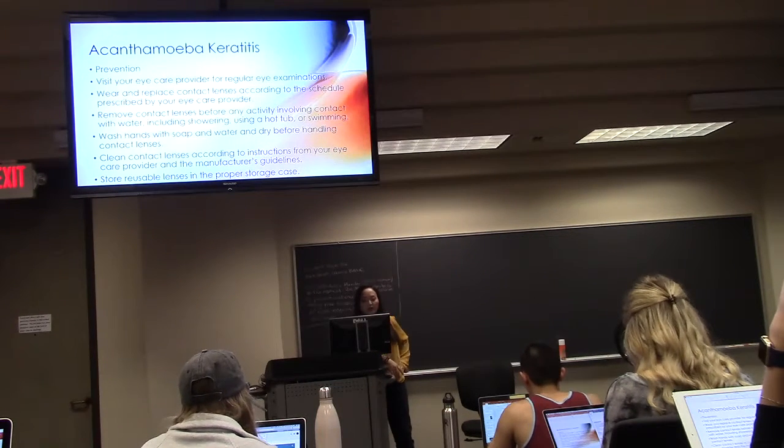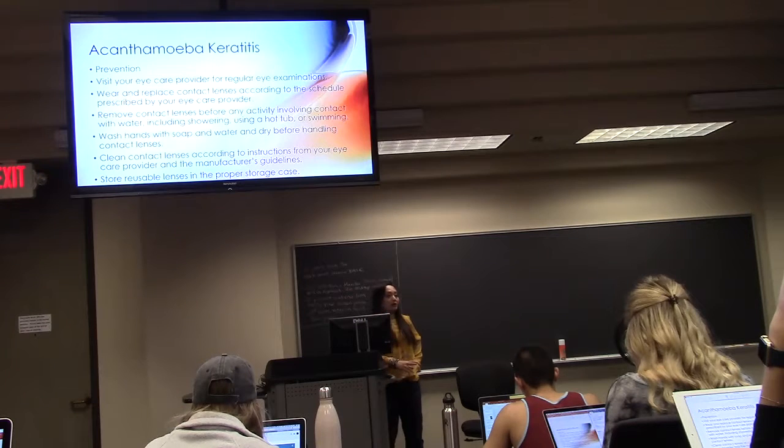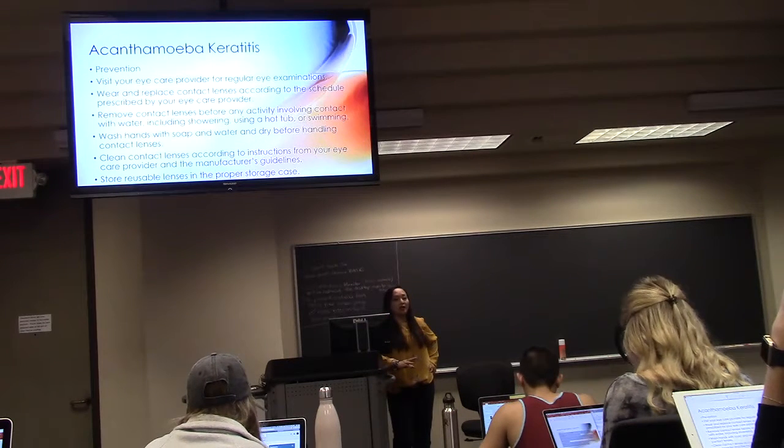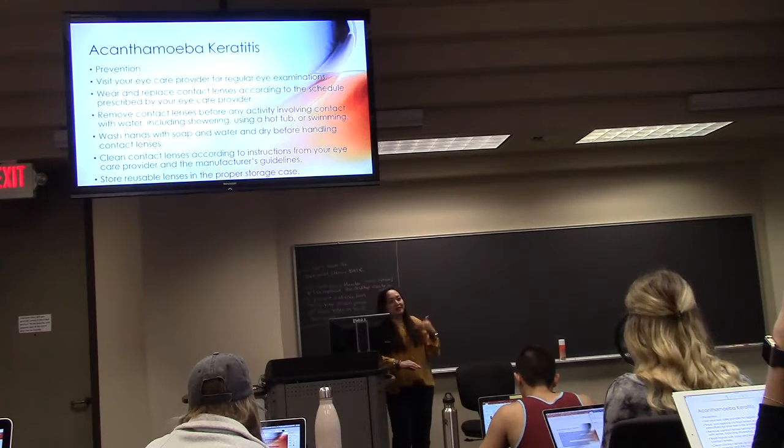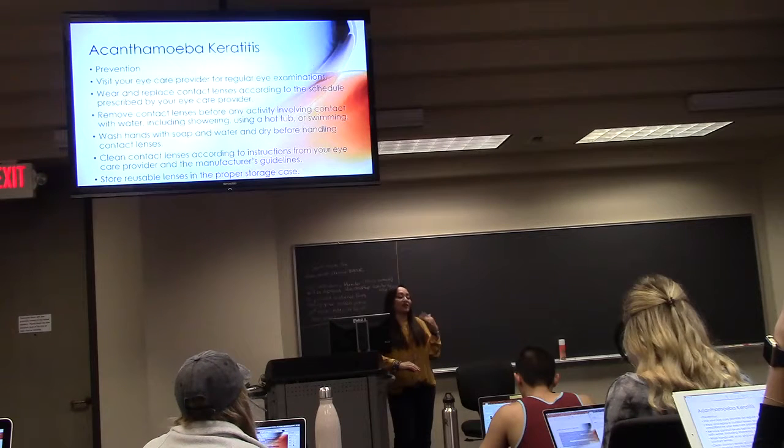Wear and replace contact lenses according to the schedule. I am guilty of that. Whenever I had contact lenses that were one month that you could take in and out every night, I would extend them to 2 months just because it was so expensive to get them every month. But you should use them as properly prescribed.